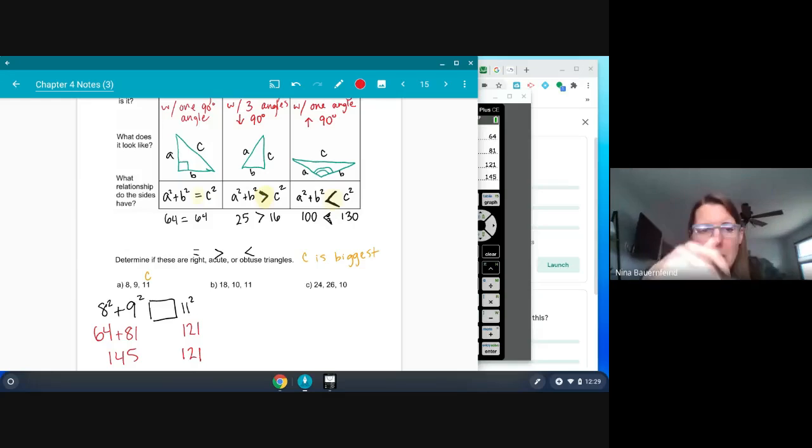So I didn't write the box just because I didn't want anyone to get confused. But which symbol is going to go in there? Which way is it going to open? Is it going to open towards the 145 or open towards the 121?